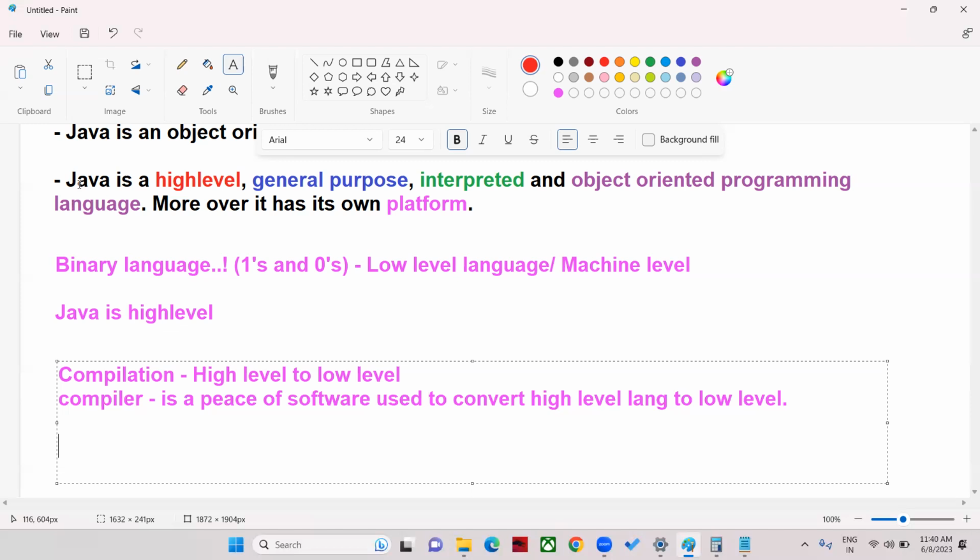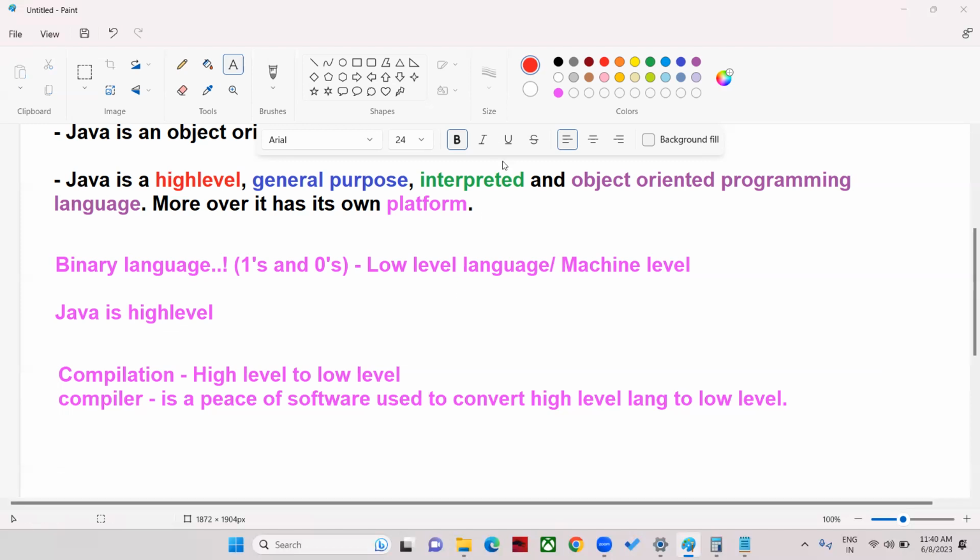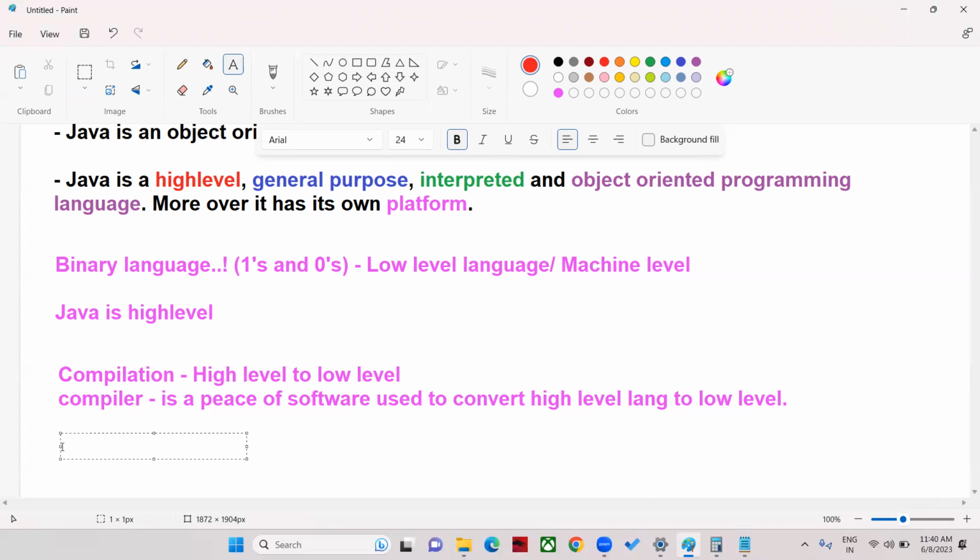So now just read this definition. Java is a high level language. Yes, it compiles into low level language. Yes, correct. So to convert the high level to low level, we have two different types of software. First one is compiler. Second one is interpreter.